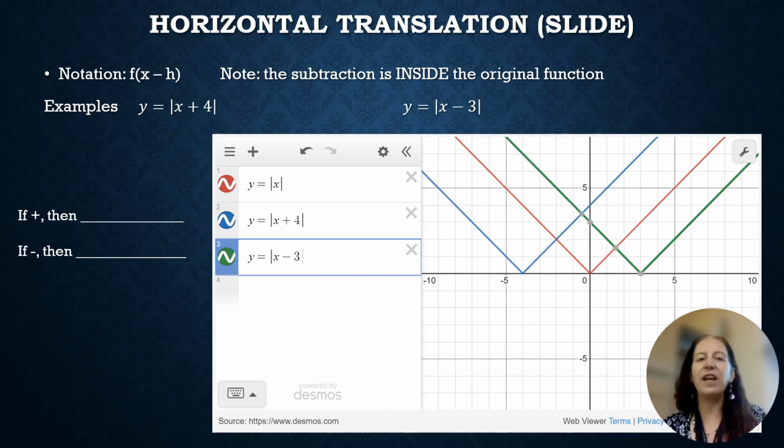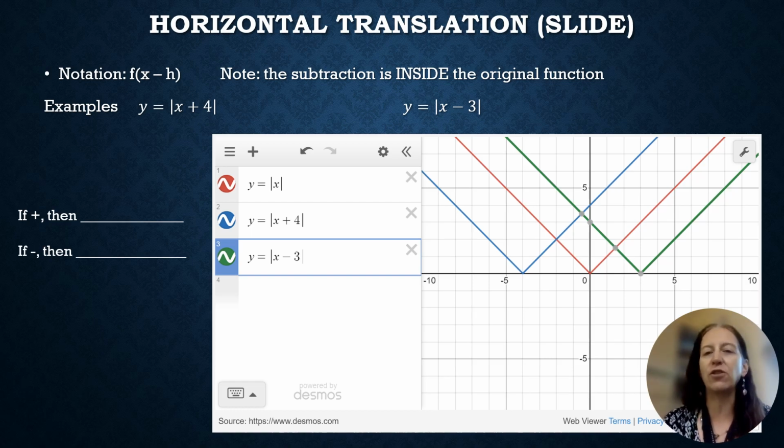Okay, that brings us to the next one, which is a horizontal or side to side shift. And we have that first piece, that notation. Now, I debated whether or not I wanted to keep it as a plus, but the convention is that when you're doing this one, you use a minus. If you think a minus is opposite, that's going to make sense in a hot second. But the notation is f of x minus h.